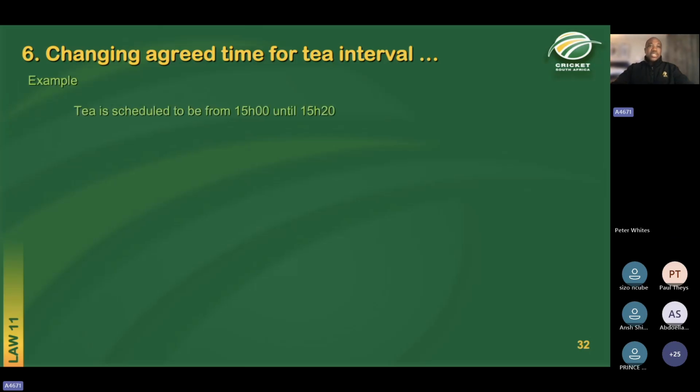Let's go through an example to illustrate this point. So our tea break is scheduled from 3 to 3:20 p.m. At 14:46, it starts to rain. How many minutes before 3 p.m. is that? That is 14 minutes before 3. So it is within that 30-minute window.